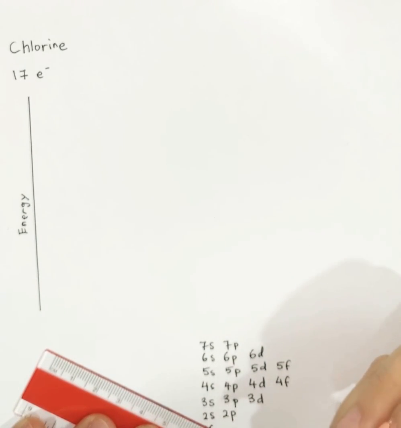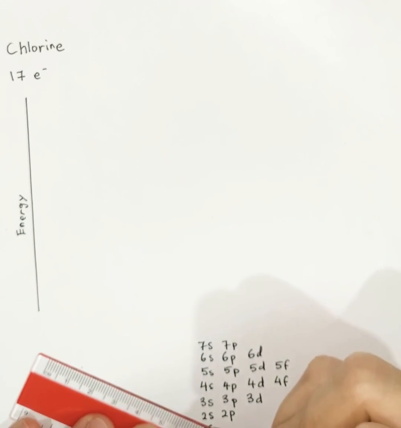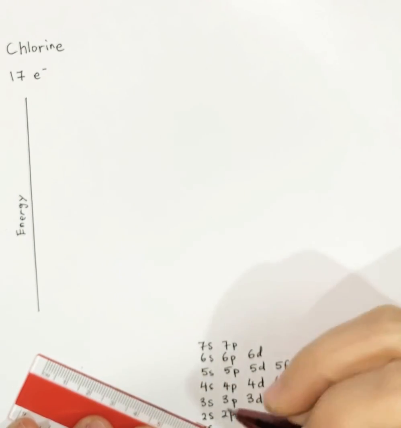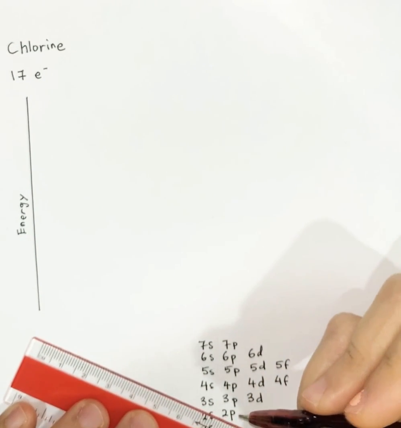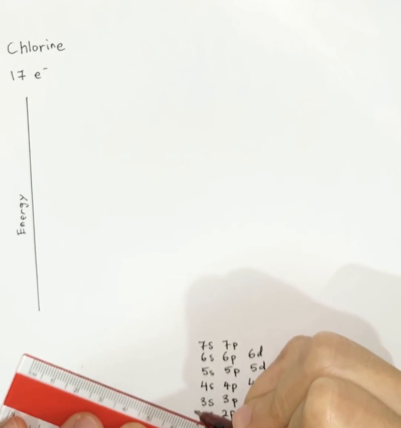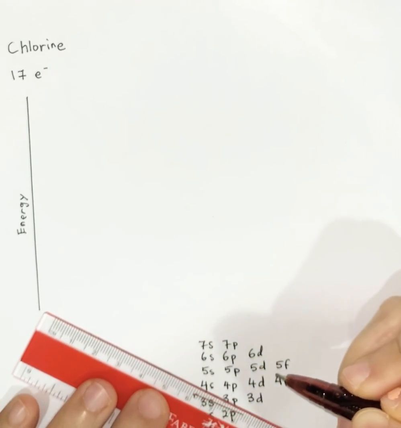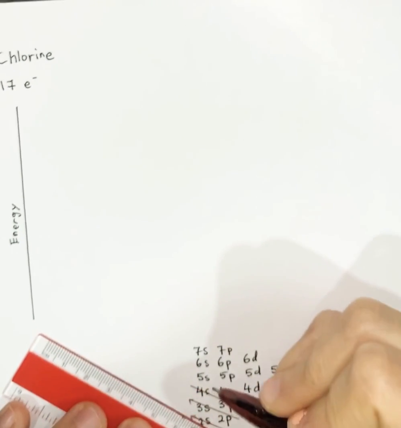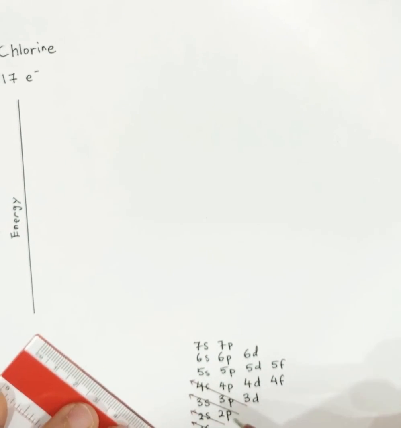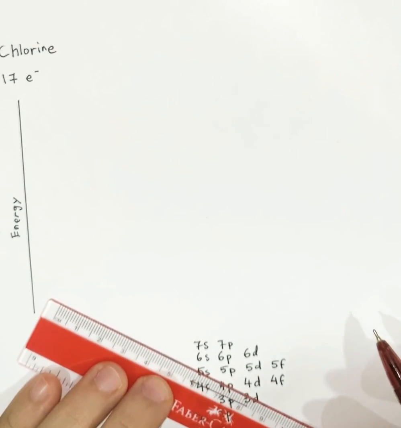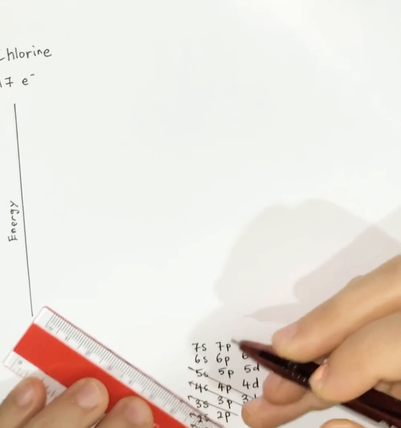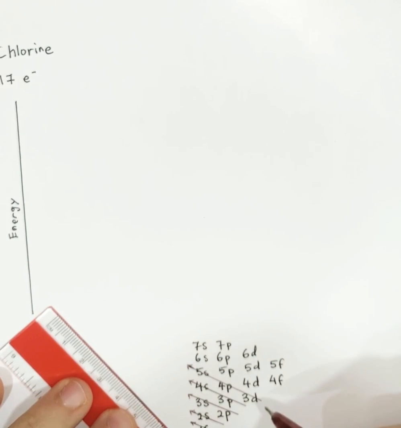So now you add arrows going up. The order of filling follows the arrow. So 1s gets filled first, 2s next, 2p, 3s, 3p, 4s. So it doesn't fill 3p, 3d, 4s. It's 3p, 4s first, followed by 3d. This is because they found that the 3d orbital is higher in energy than the 4s. So the 4s orbital must be filled before the 3d orbital.